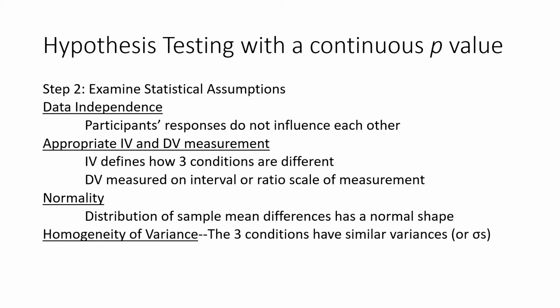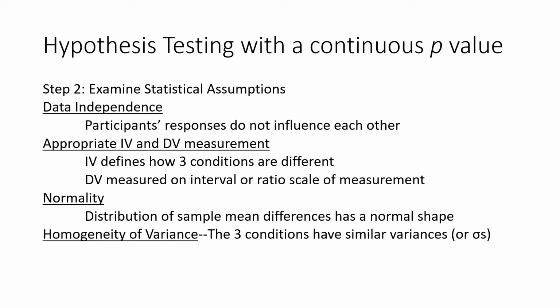Normality assumption is the central limit theorem again. In this case, we have a sample size of 63, so we would expect the distribution of sample means to be normal, just because the number of people in each condition is so high. But we would also get a normal distribution of the distribution of sample mean differences if the original population had a normal shape, and that's likely the case here as well.